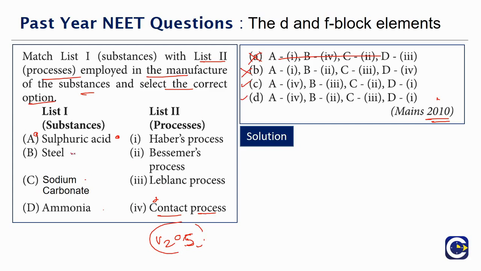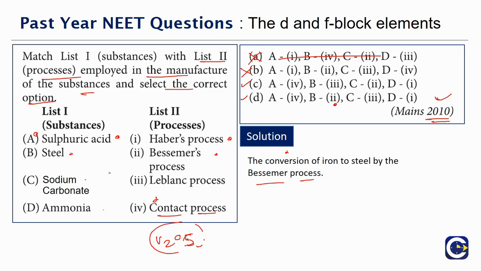Now the second thing is steel. So steel is manufactured by which process? If you look at the other options, Haber's process, Bessemer process, and then Leblanc process. So the Bessemer converter is a method to convert the iron straight into steel during the production. So steel is manufactured by the Bessemer process, which means B should be matched to 2. We can see B matched to 2 is only happening in option D, which means we got our answer. Option D must be the answer. Without even going for the other matching, we are able to conclude what the answer is.